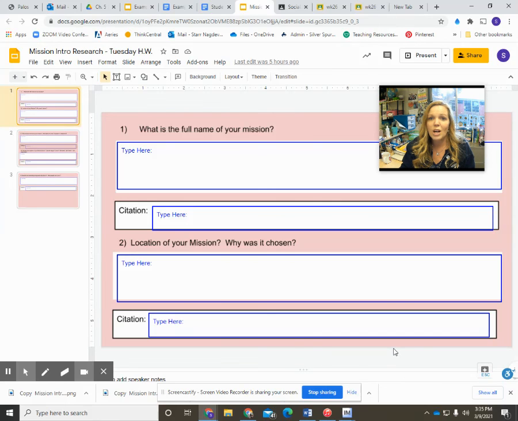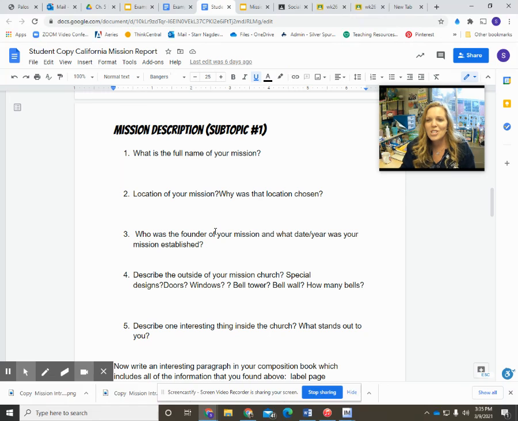We have already moved on to our second paragraph, which again is our mission description or our subtopic number 1. Thanks so much.